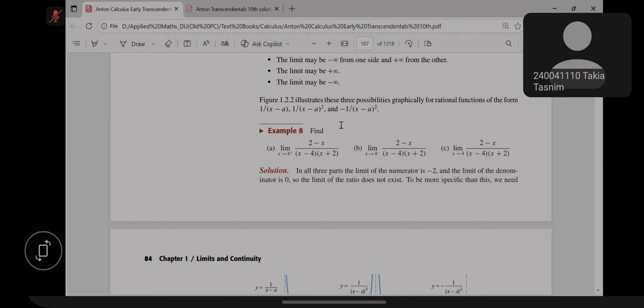So the first one says to find the limiting value from the right hand side to 4. And in the second problem, it says to approach 4 from the left hand side. And in the third problem, it says to calculate the limiting value at x equal to 4. All right, that means C is nothing but the combination of A and B. Am I right? To take the limit at x equal to 4, we need to check both part A and part B to confirm part C. Okay, so we'll solve the problems one by one.